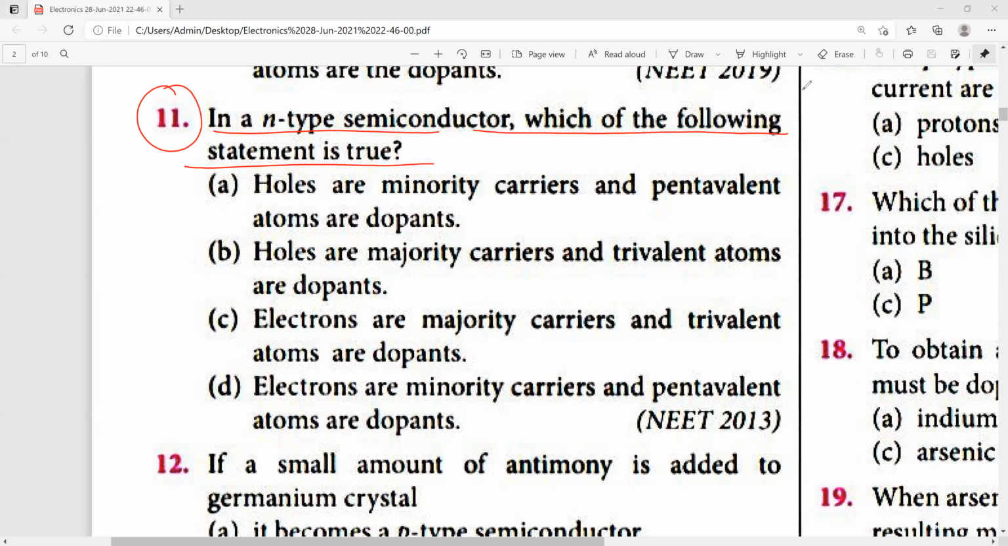In an N-type semiconductor, electrons are the majority charge carriers, holes are the minority charge carriers, and pentavalent atoms are the dopant. Therefore, A1 is the right answer.